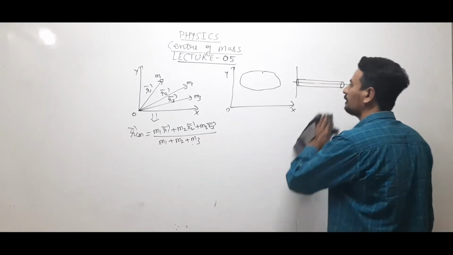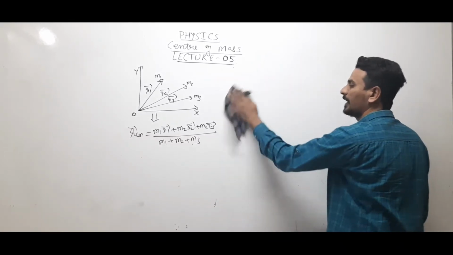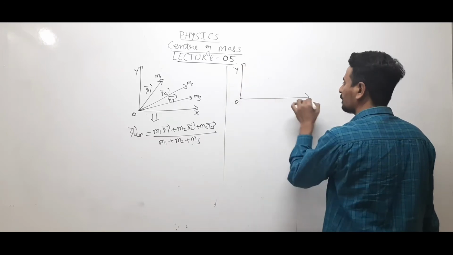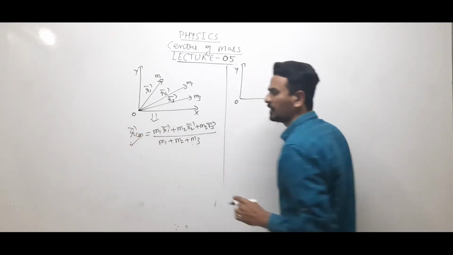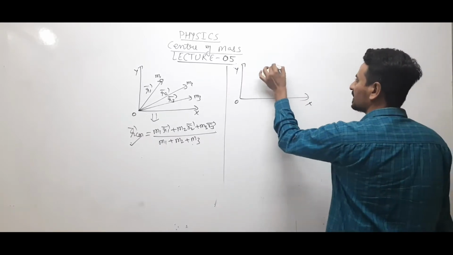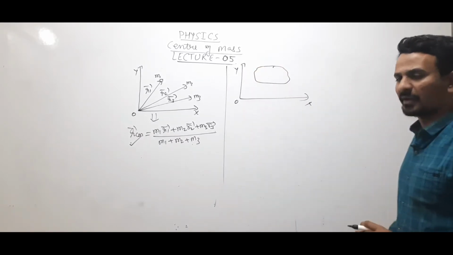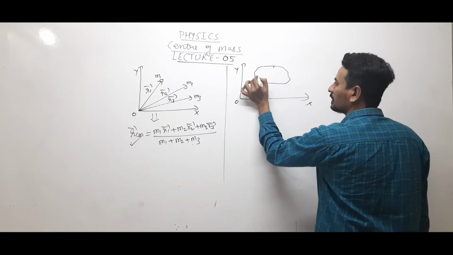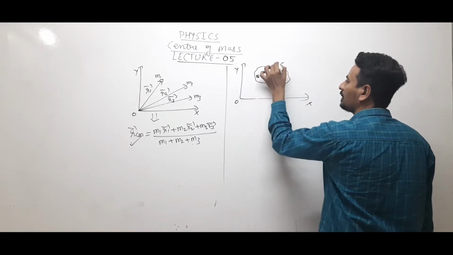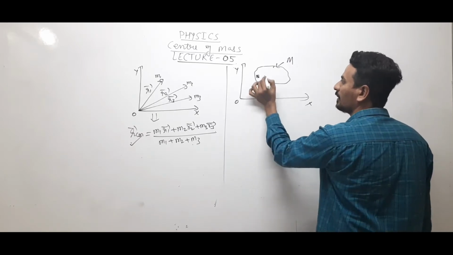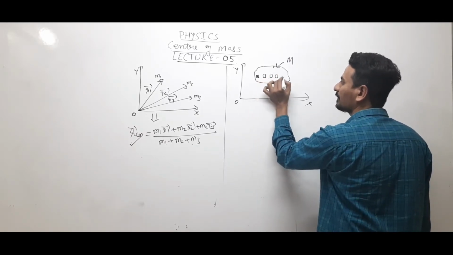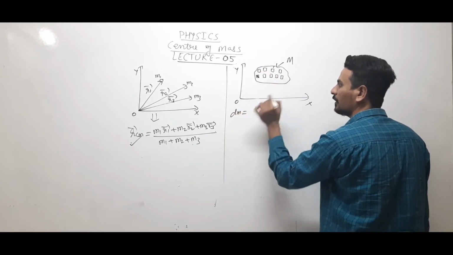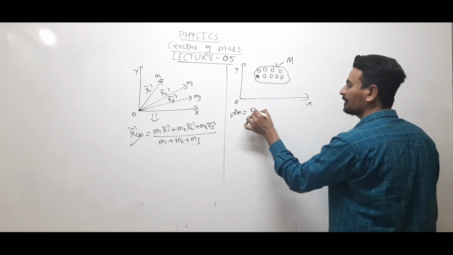We'll use the method of integration. We'll use this formula but in a different way. Suppose there is a non-uniform body where mass is continuously distributed. Let the mass of the whole body be m. I'll make very small elements, each of mass say dm. dm is the mass of a small element, also known as a mass element.